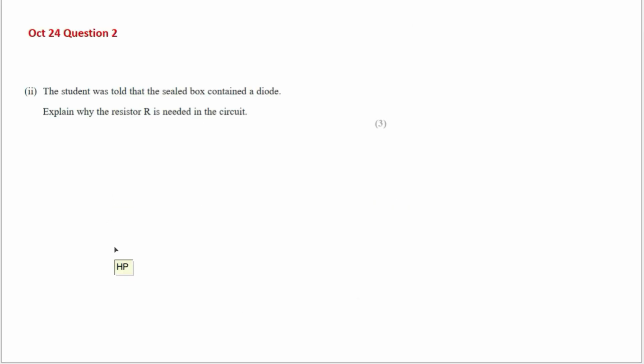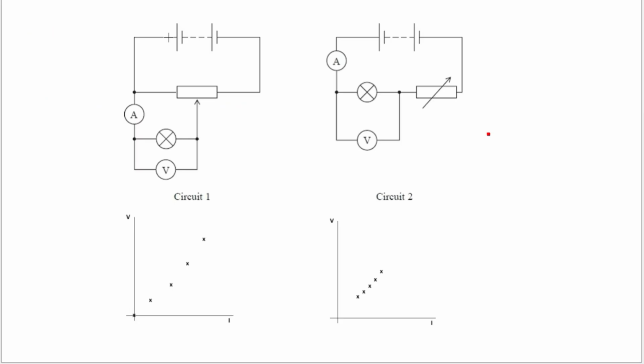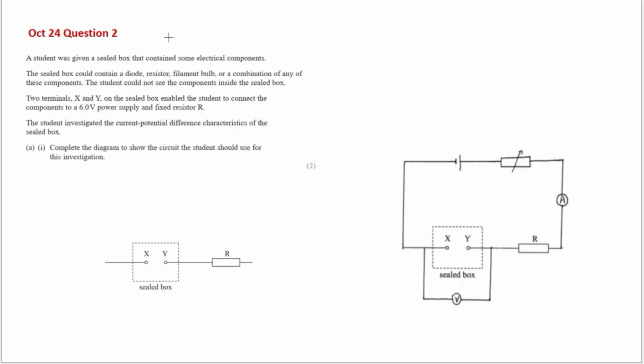The next question says, the student was told that the sealed box contained a diode. Explain why the resistor is needed in the circuit. So let me show you the circuit one more time. This was our circuit, this one. So you might be wondering, I can just change the resistance of the variable resistor and that would change the current and the potential difference, right? So why would I need a resistor like this here? What is the purpose of this resistor?